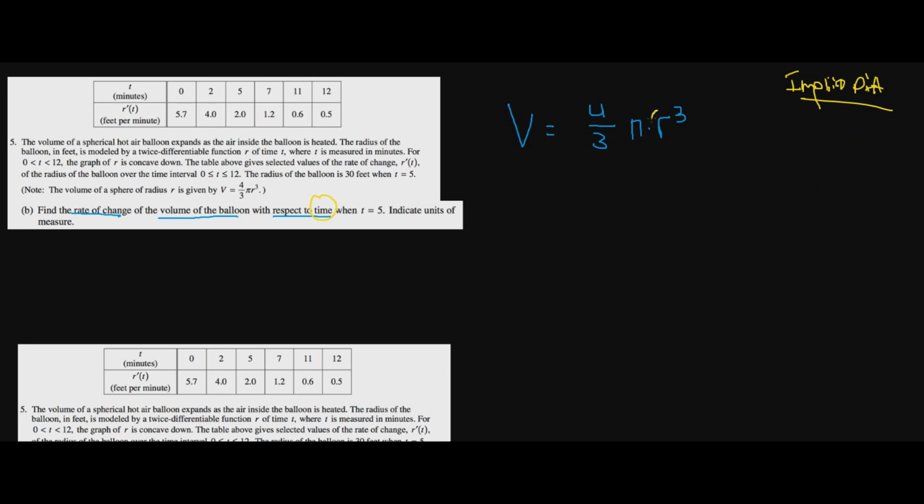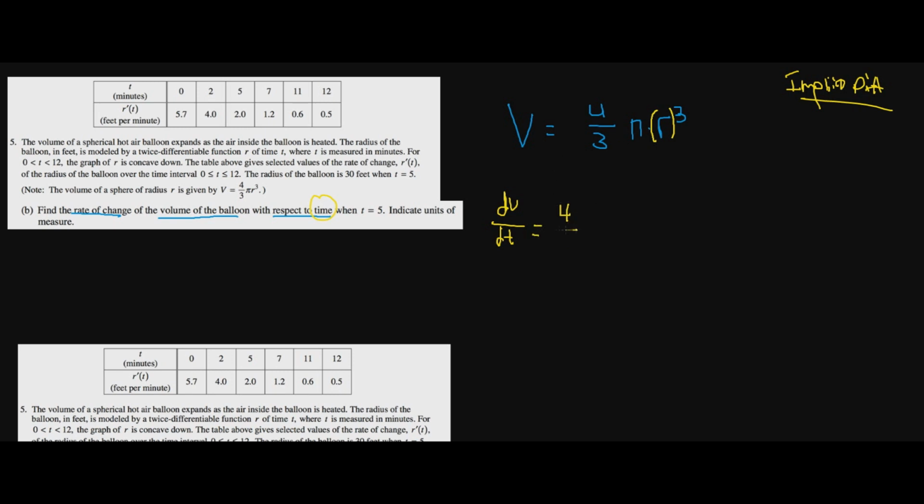I like to put parentheses around my r, that way I'm reminded of the chain rule. So if I take the derivative of volume, that would be dV over dt, because it's with respect to time and it's not with respect to t right now. It's V equals 4 over 3 pi r to the third power. That's very important for us to keep in mind. All right, let us continue on.